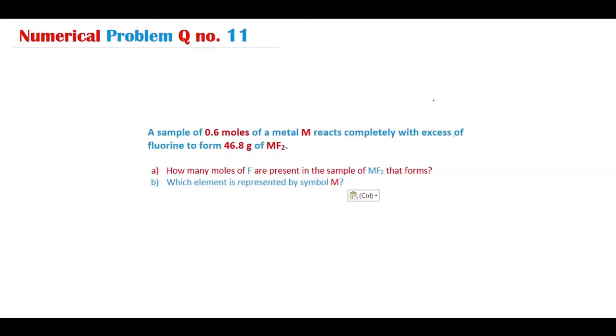The statement of this problem is: a sample of 0.6 moles of metal M reacts completely with the excess of fluorine to form 46.8 grams of MF2. Part 1 of this problem is: how many moles of fluorine are present in the sample MF2 that forms? So the first thing we need to determine is the number of moles of fluorine which are present in MF2, the product. And secondly, we are asked to determine which element is represented by the symbol M.